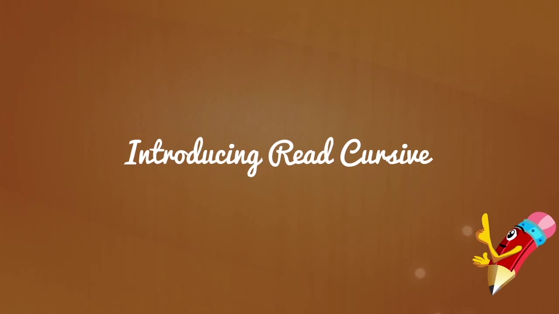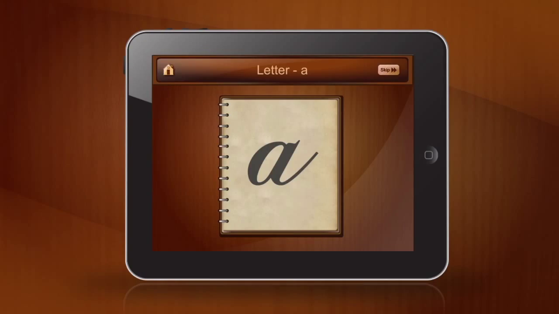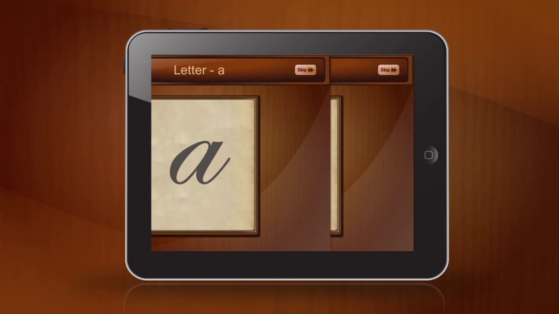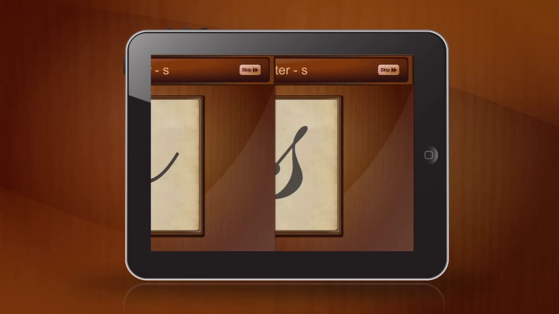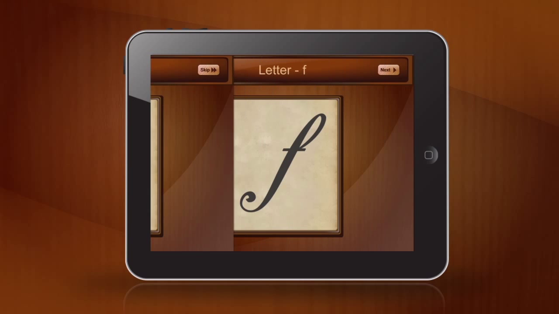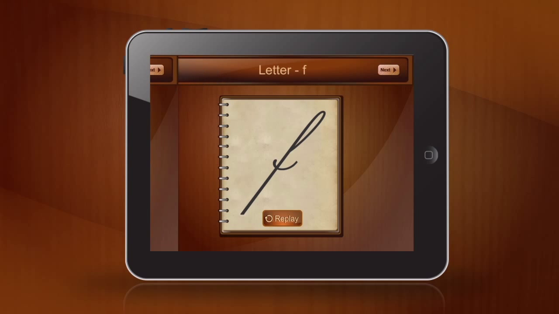The app Read Cursive helps individuals to learn to read cursive by beginning with the most easily deciphered cursive letters and versions of cursive. For instance, in many cursive styles, a lowercase a is quite recognizable, while a letter S or F may not be.